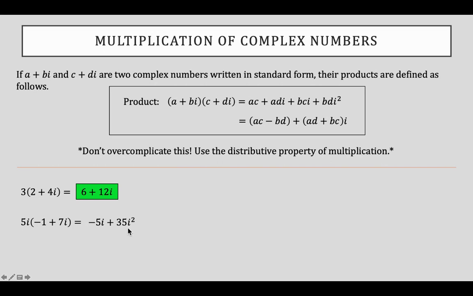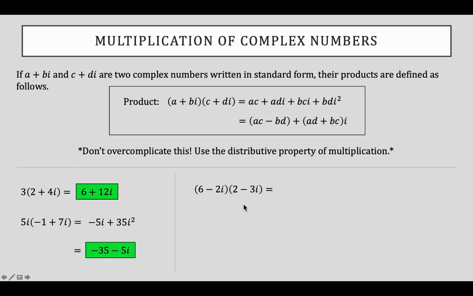Anytime you have powers of i that are greater than 1, we can reduce it. Recall that i squared is equal to negative 1, so this is 35 times negative 1, which is a negative 35. My final answer is going to be negative 35 minus 5i. Notice, again, when we're writing answers in standard form, the real component of the complex number always comes first. That is the reason why I brought this negative 35 to the front.